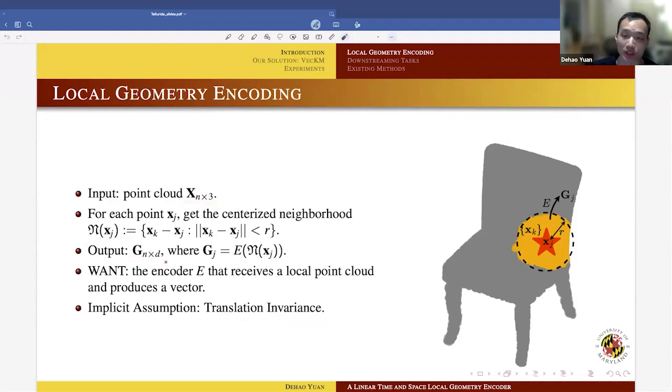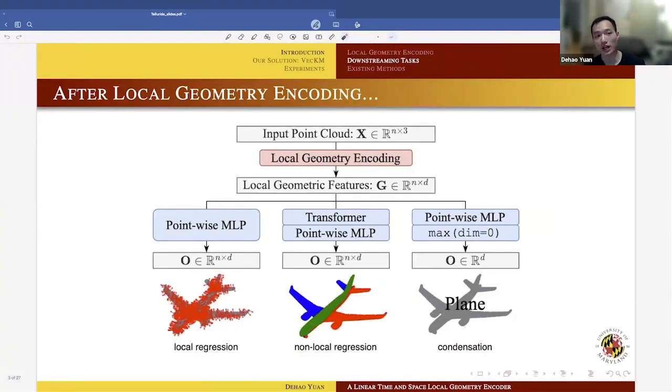So that's the problem definition. What is D? D is like 256, a hyperparameter. For example, if the local geometry is very complex, then you may expect D to be high. But if it's very simple, like just a plane, then maybe D can be small. So that's the hyperparameter. And after local geometry encoding, what can we do?